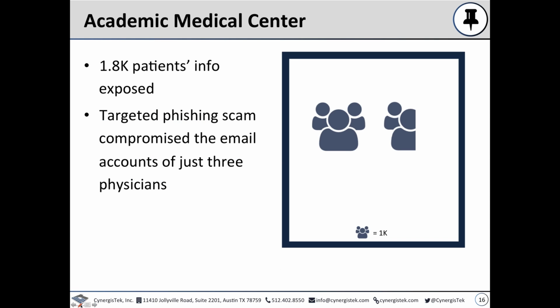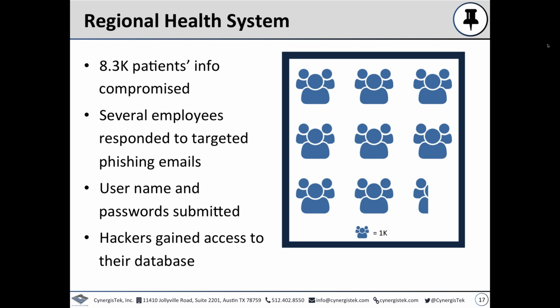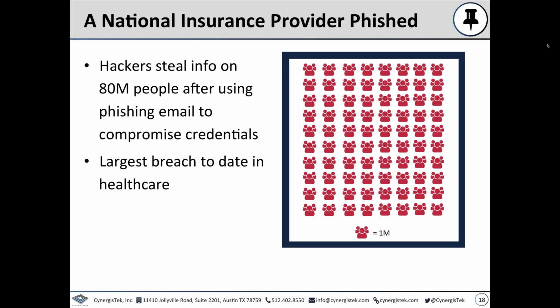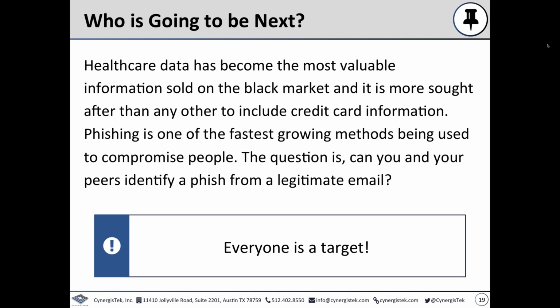We're going to go through some recent examples in healthcare, kind of a triplet from small to large in organizations. So the first organization we have is an academic medical center. Roughly 1.8 thousand patients' information was exposed. This was done through a targeted phishing scam that compromised the email accounts of just 3 physicians. And if you want another ugly metric, that's 6,000 per physician. But truthfully, a single targeted account that's been compromised could expose, at a minimum, this amount of information.